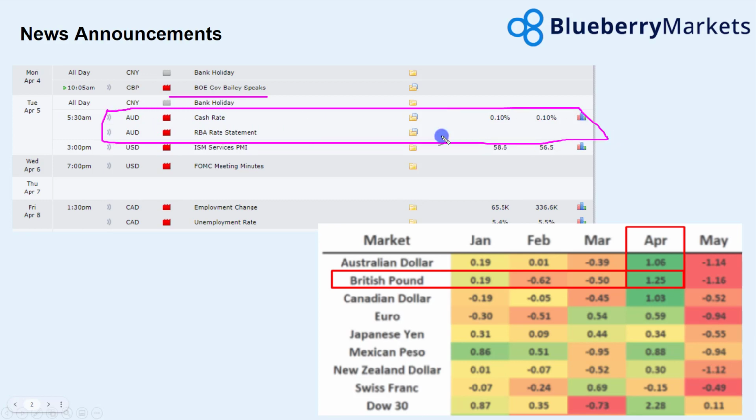rate statement. Now this one's going to be quite interesting because the RBA have actually been talking about hiking rates for some time now, and we haven't actually seen much follow through here, and it is forecast that it could just be 0.1%, which is a hold. Now that could disappoint some investors that were looking to see the RBA hike interest rates. So yeah, that could be one to watch definitely on Tuesday.